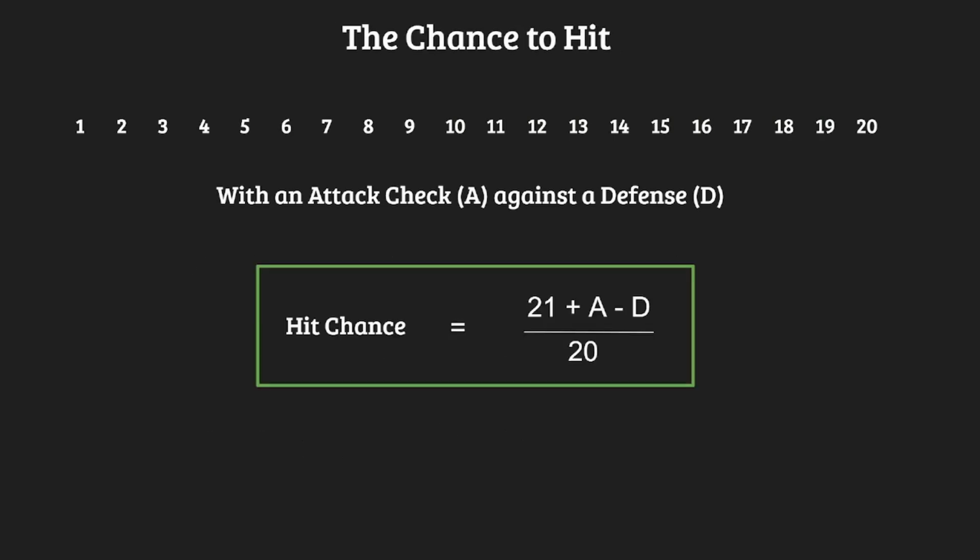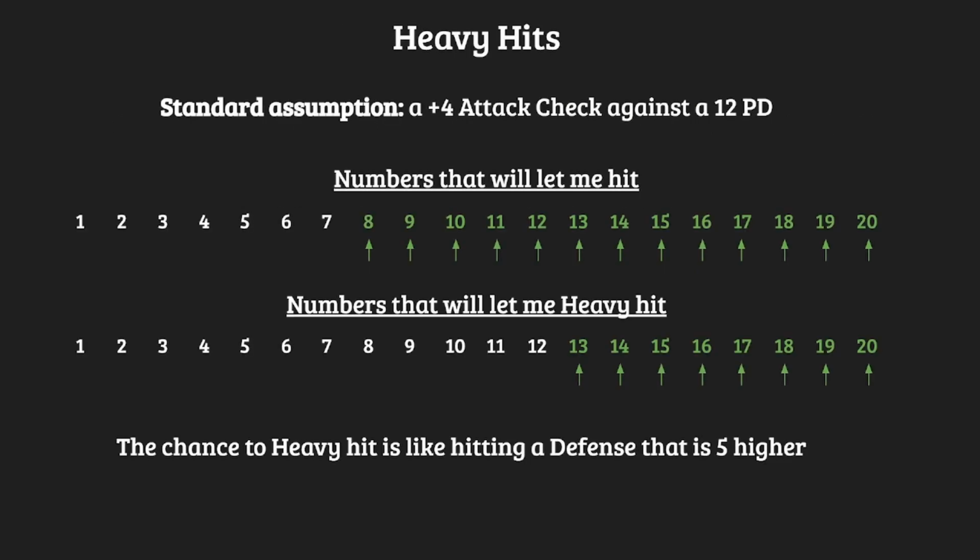So here it is, laid out a little bit cleaner, right? Our hit chance is going to be 21 plus the attack minus the defense over 20. All right, let's talk about heavy hits now. See, in DC20, you don't just hit a target. If you hit them really hard, you get bonuses for that.